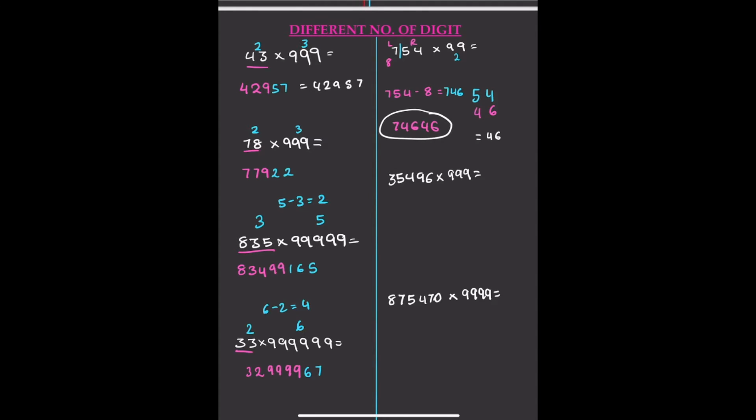I'll explain this question to you guys once more. So we saw that in the 99 there are 2 digits. So we wrote 2. So basically what we did was we split the total number, which was 754, 2 places from the right. So we split it 2 places from the right.